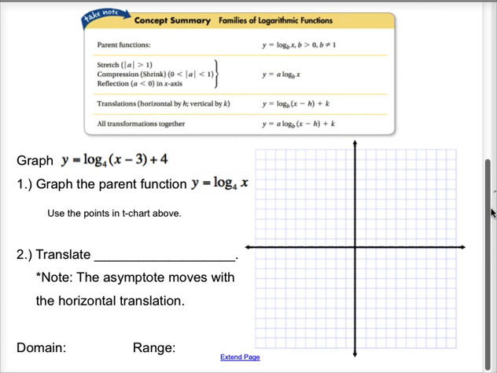So let's take a look at a slightly more complicated function. Let's look at that. So thinking of a parent function, all right? Because again, whenever we have translations and transformations, we're talking about parent functions. So this is going to be my starting point. That is my parent function.